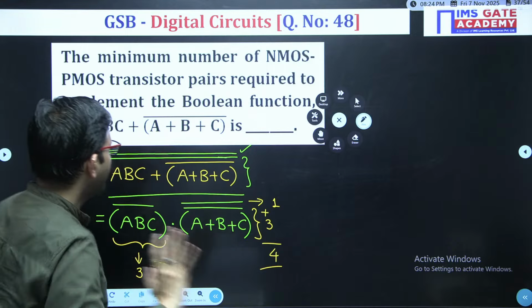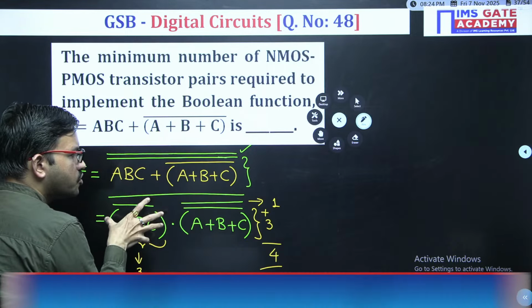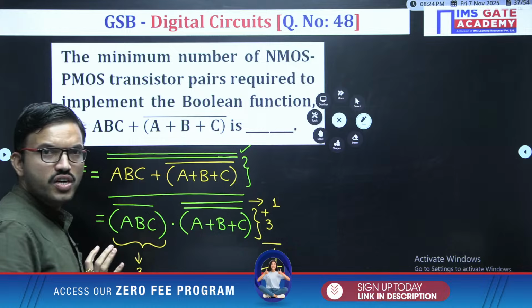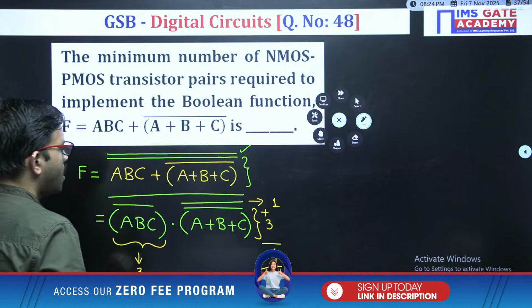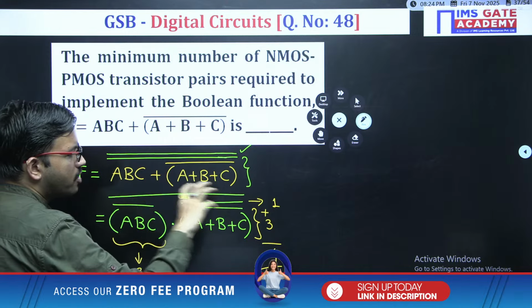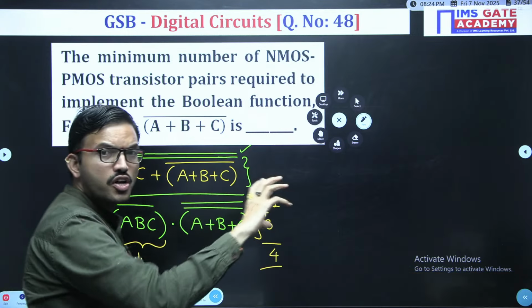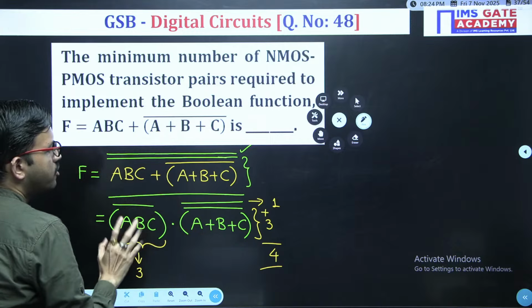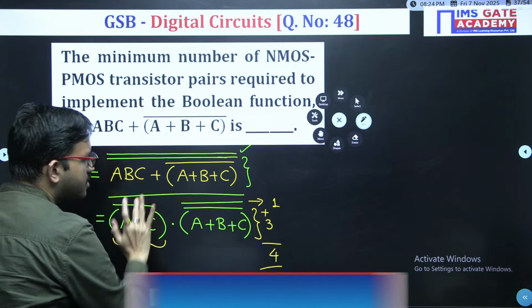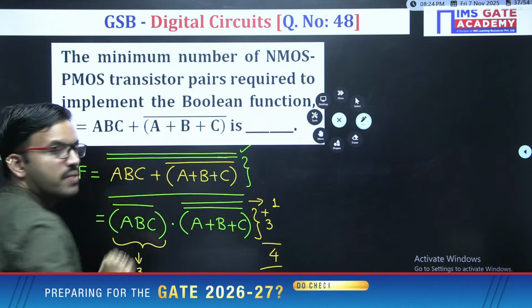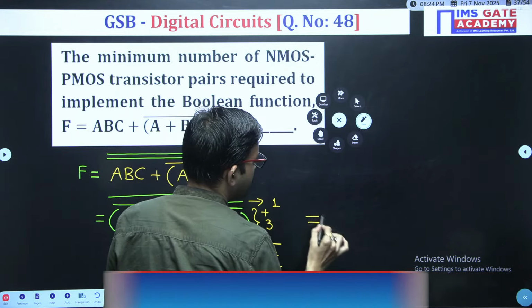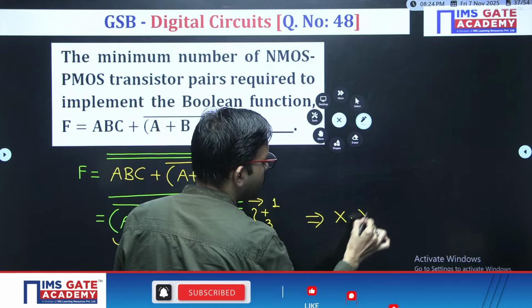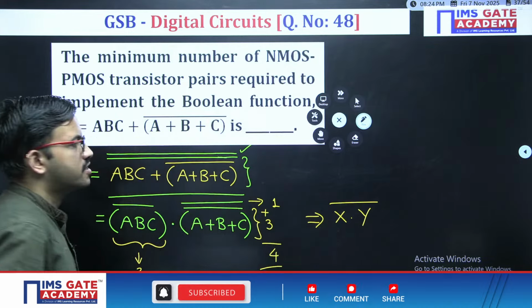There is no doubt. Now, whatever circuit output you got, very simple. This is the NAND gate output, this is the OR gate output. That's all. After that, you have to pass this circuit output through. Just treat this like X, this like Y. XY whole bar, right? So for easy understanding, whatever the whole expression you got, you treat like XY whole bar.